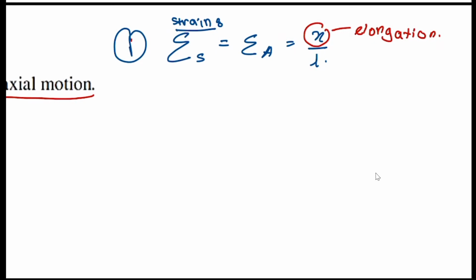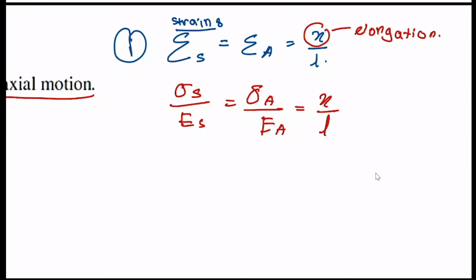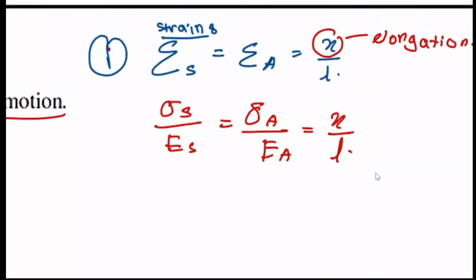So what else? Okay, so now I'm going to further expand the strain. The strain also has another formula. So strain equals stress over Young's modulus. All right, strain equals stress divided by Young's modulus. So I'm going to do the same for both steel and also aluminium. All right.